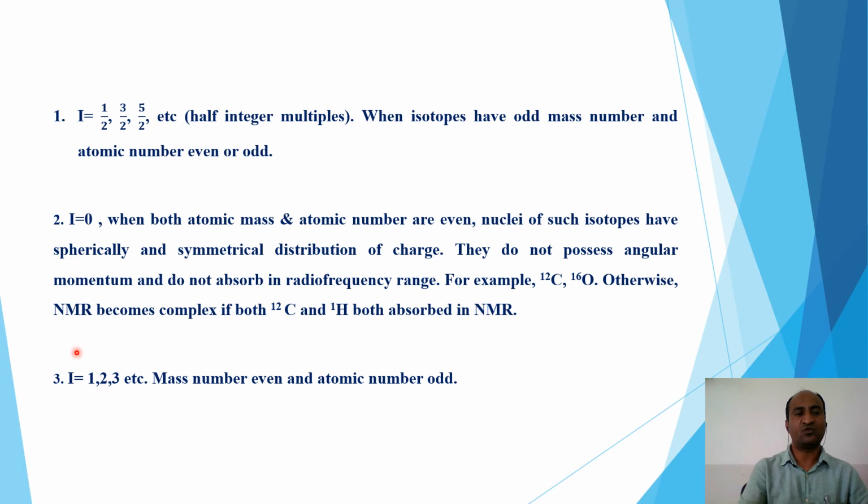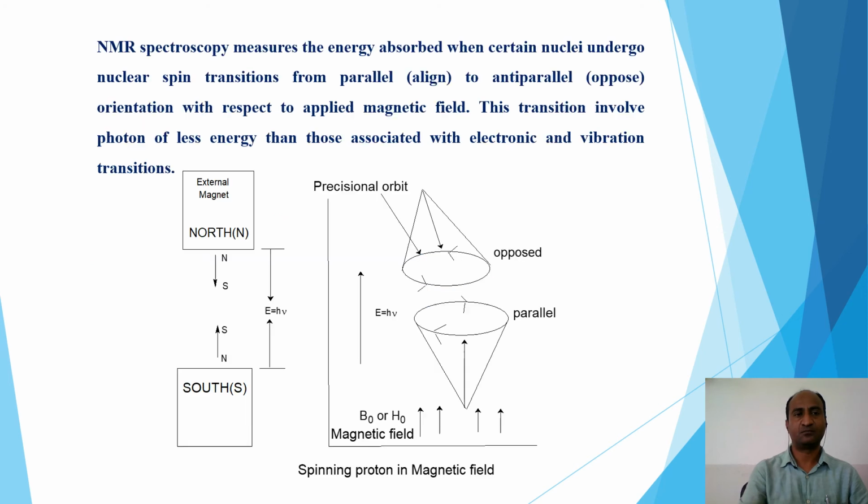Then I equals 1 for, for example, mass number even and atomic number odd, for example deuterium. In some cases they may ask you why carbon-12 or oxygen-16 will not absorb. Then in that case you have to answer that it has a spherical and symmetrical distribution of charge and no angular momentum, no spin, no absorption in the radio frequency range.